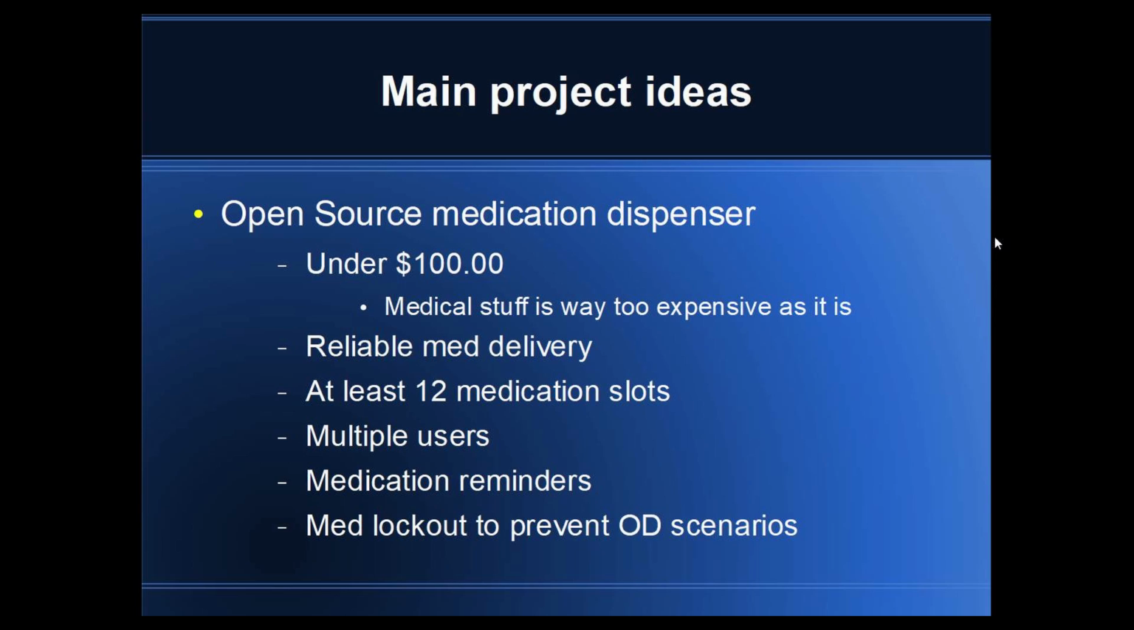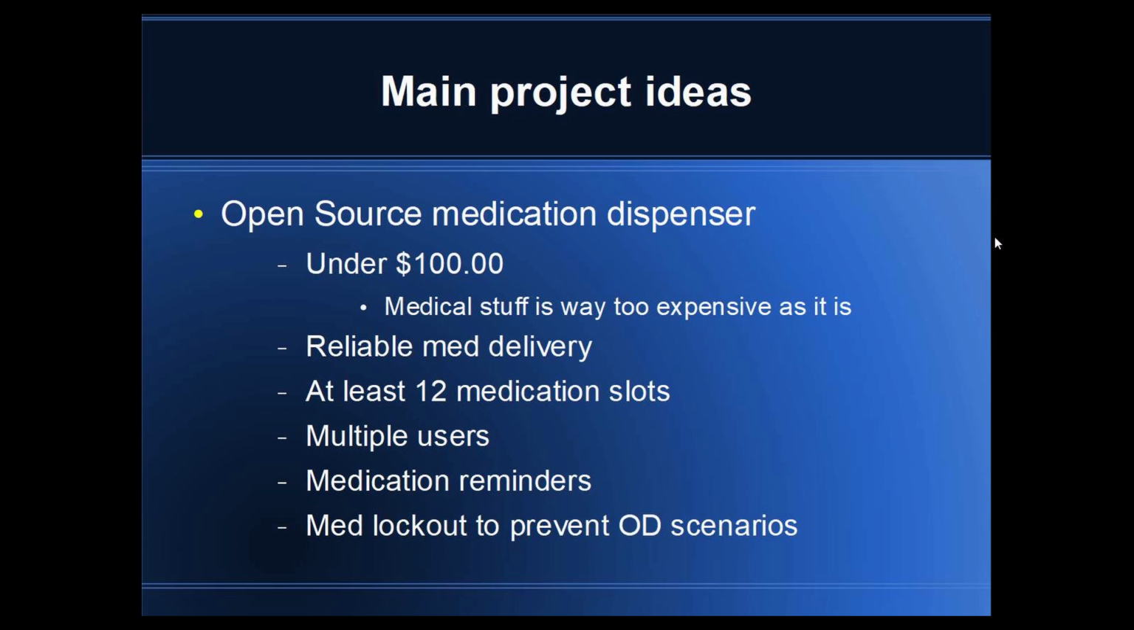So the main project idea I had: an open source medication dispenser. As I get older and grumpier, fighting with medications is not something that I necessarily want to do. And every medical device out there is so expensive, and I'm not sure why that is. I don't know if it's the FDA. I don't know if people are just price gouging. I don't know. But it's way too expensive.